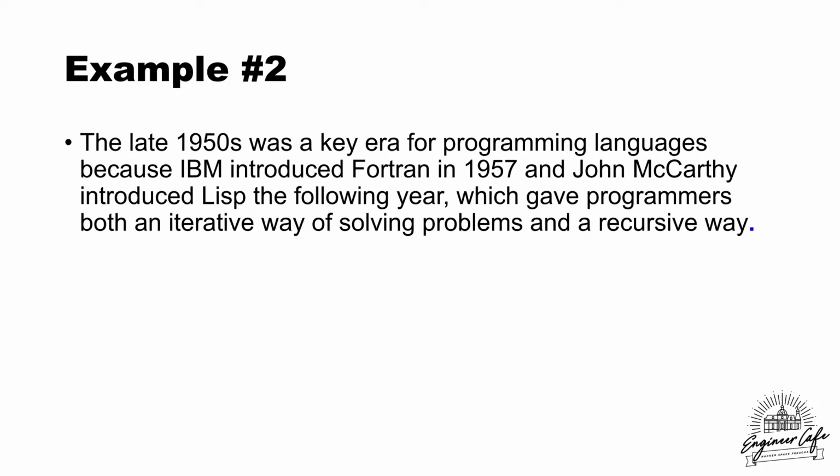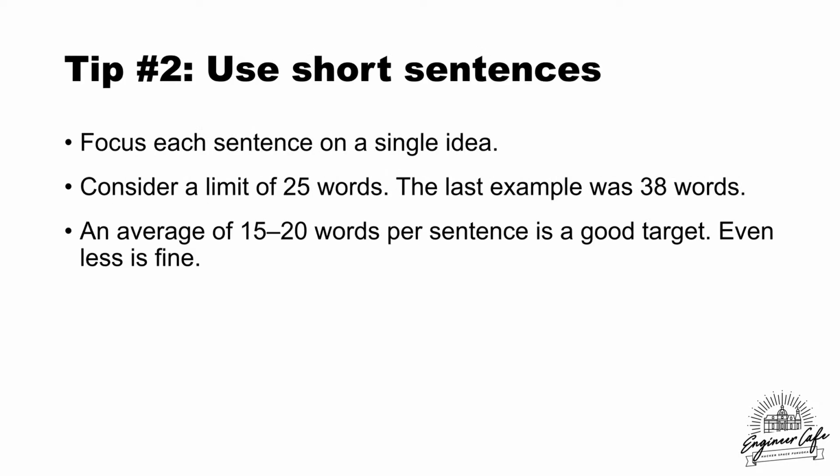Yeah. So tip 2 is use short sentences. The easiest way to do this is to focus each sentence on a single idea. And as you can see in the example, the topic was kind of all over. It was talking about many ideas. Yeah. So you can set your own limits for this. One limit is considered to be 25 words per sentence. The last example was 38 words. It's probably too long, even for technical writing.